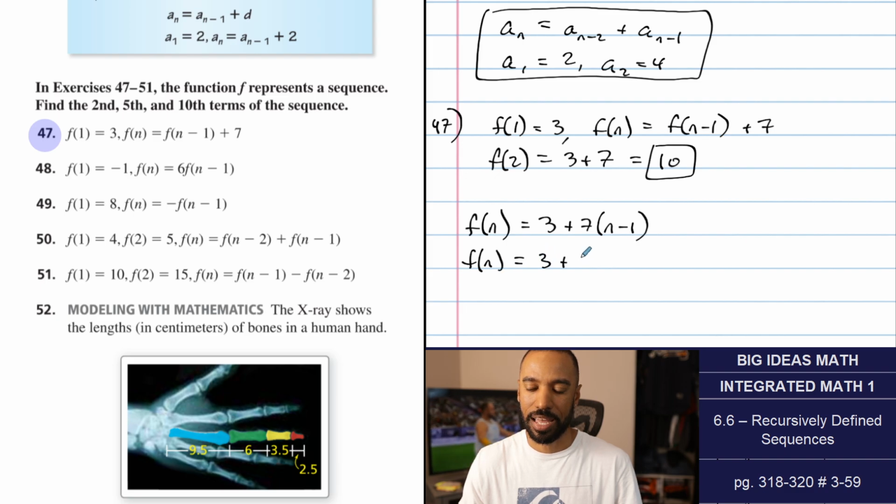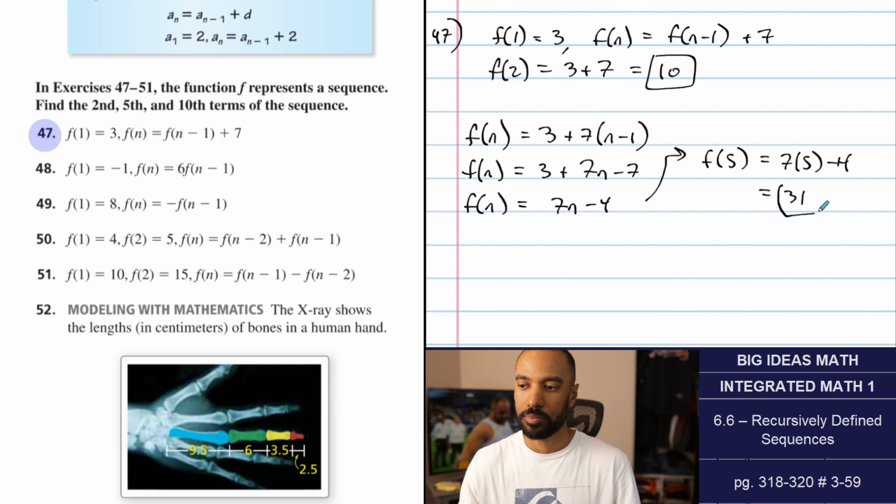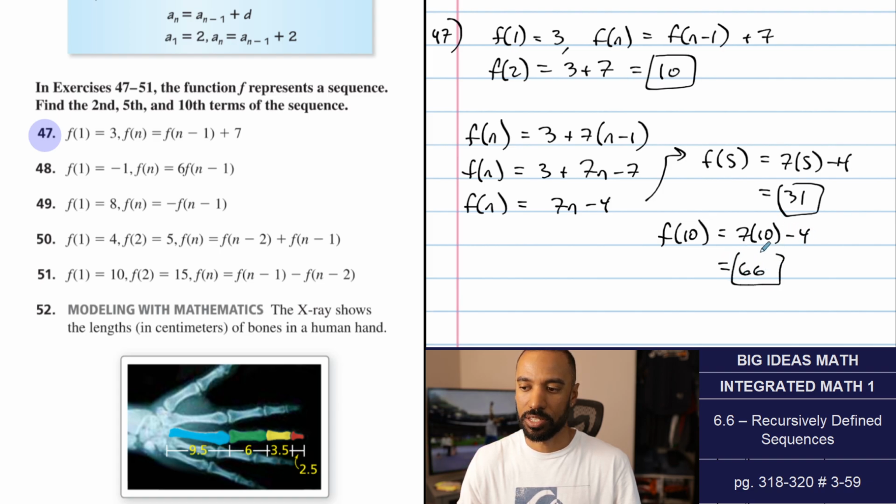And we can simplify that to 7n minus 4. Maybe that takes more time than it's worth, but you can do it as an overall for these ones. So f of 5, the 5th term, is 7 times 5 minus 4. 35 minus 4 is 31. And the 10th term is 7 times 10 minus 4, which is 70 minus 4, or 66. So that's where those can come from.